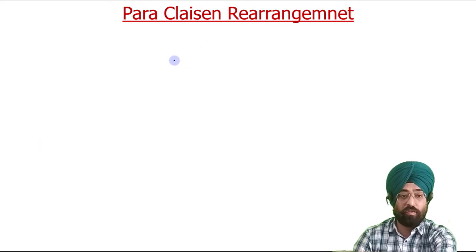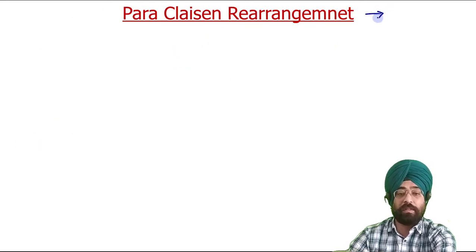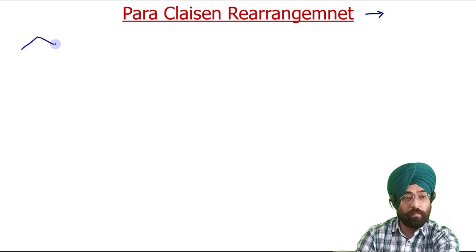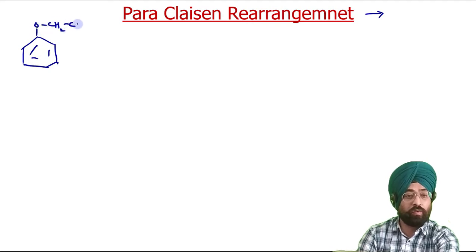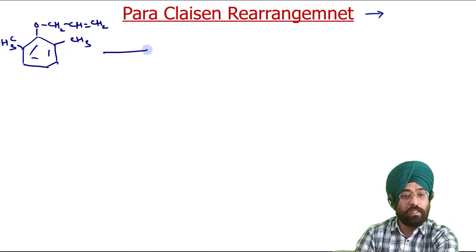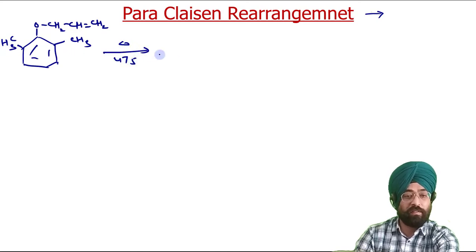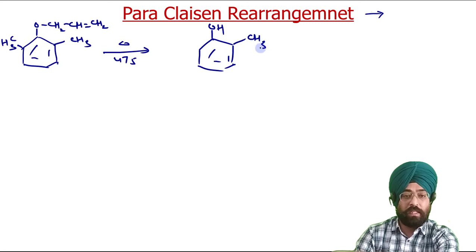Now let us move to para-Claisen rearrangement. As I have told you, if these ortho positions are occupied, O CH2 CH double bond CH2, and these positions are occupied, now what happens? If we heat it at 475 Kelvin, this group migrates to the para position. So we will write its mechanism: CH3 CH3, CH2 CH double bond CH2.